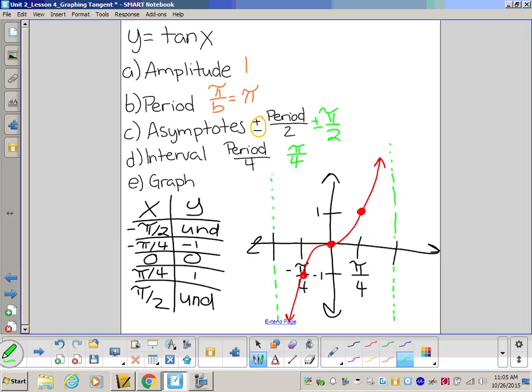So the period, depending on what the period is, this will get wider or it'll shrink and be tighter. Depending on what the amplitude is, these points will be further away from the x-axis. If it's negative, this thing will flip, so it'll go from this to this.